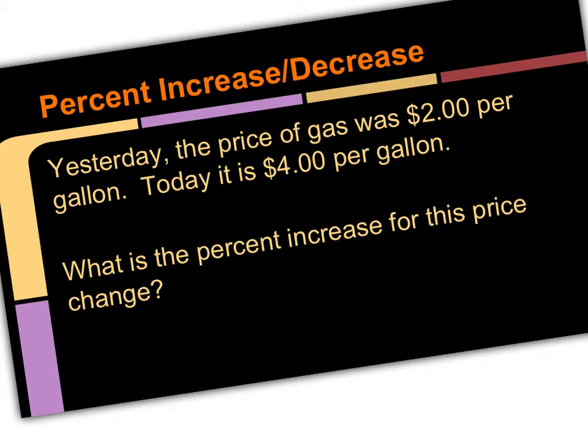Our next section is going to be about percent increase and decrease. If yesterday the price of gas was $2 per gallon, today it is $4 per gallon. What is the percent increase for this price change? Well, the first thing we have to notice is that it says percent increase. We know it's an increase because it went from $2 to $4, so the price went up. But what does that really mean?